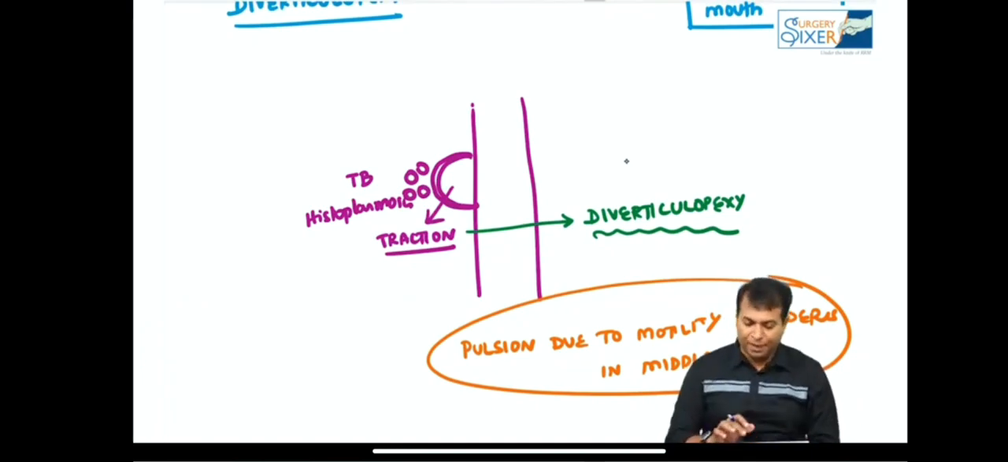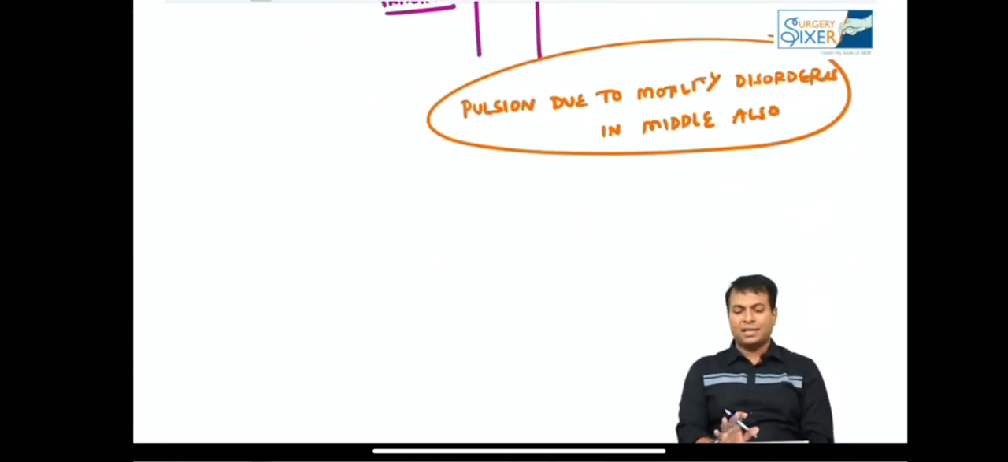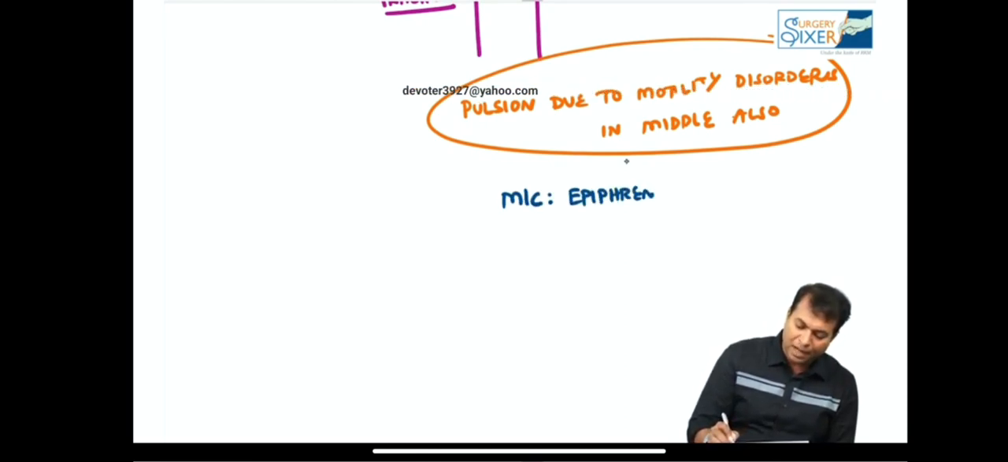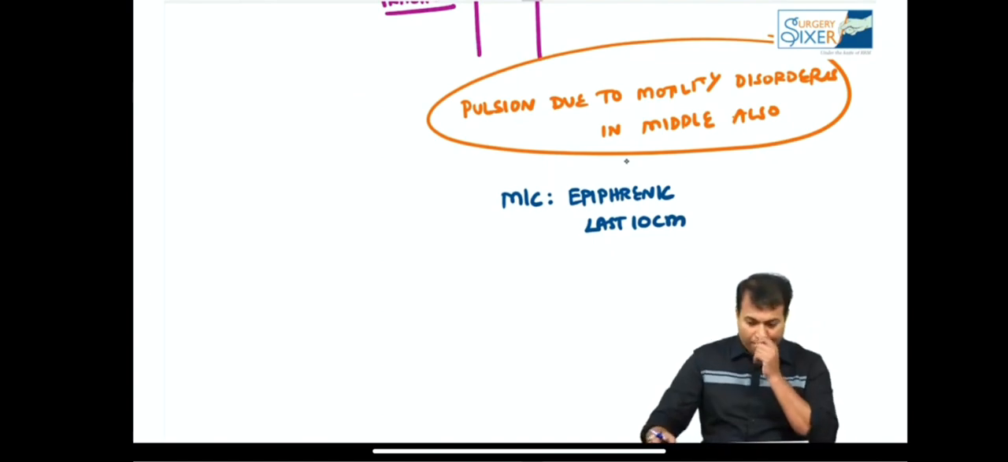Pulsion diverticula are seen in hypermotility disorders like nutcracker esophagus and diffuse esophageal spasm. They can be seen anywhere in the esophagus, but are more common in the last 10 cm. The most common site of pulsion diverticulum is the epiphrenic area, above the diaphragm. The last 10 cm is the most common site.